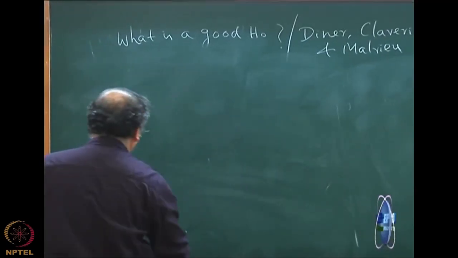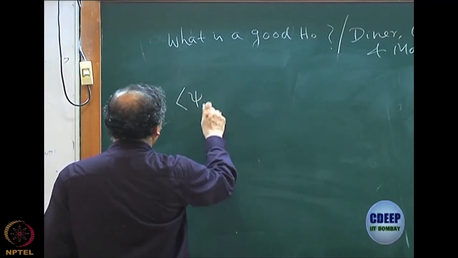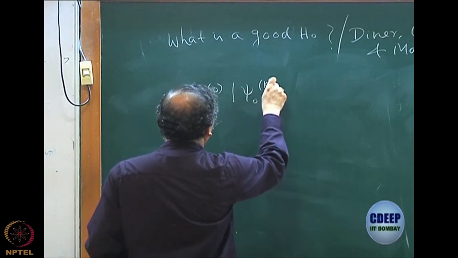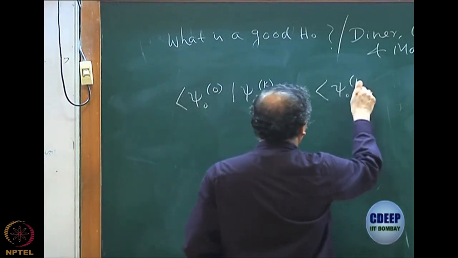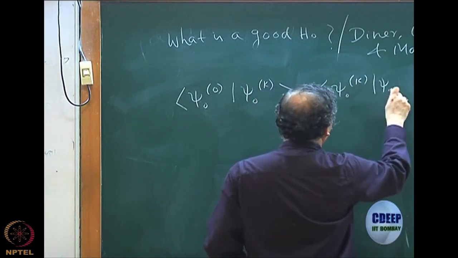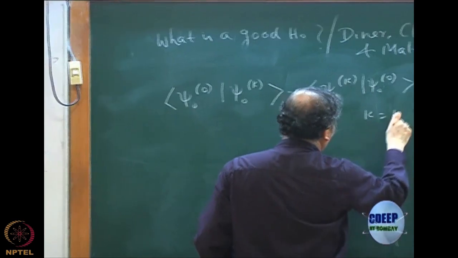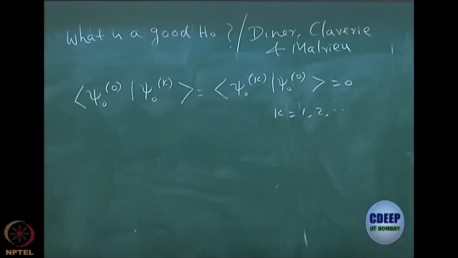So, note, I am writing in Dirac notation. In Dirac notation, this means that the overlap of psi 00 with psi 0k is equal to 0 for k equal to 1, 2, 3. Please remember, only the corrections. Okay.